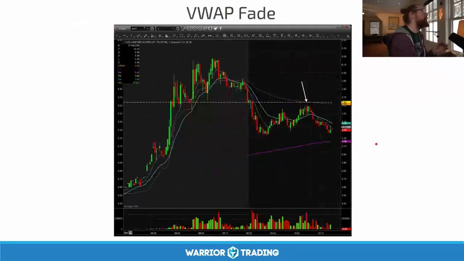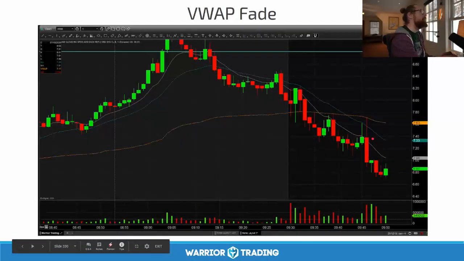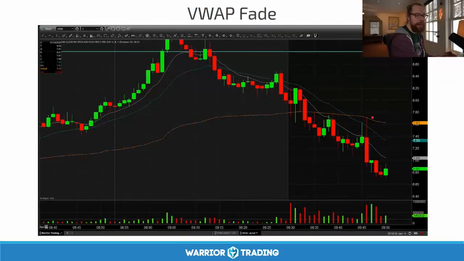So that is a very important line in the sand to be watching. Here, a couple examples of very clear fade off the VWAP, an attempt to break that level, but it couldn't quite do it. Another example here, 1, 2, 3 fades off the VWAP. So it kept trying to break it and then fading.